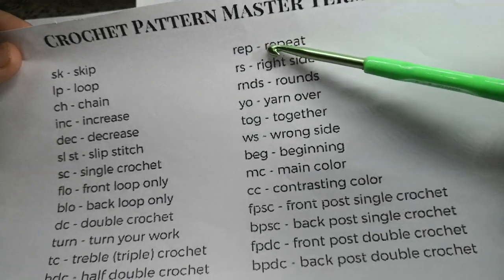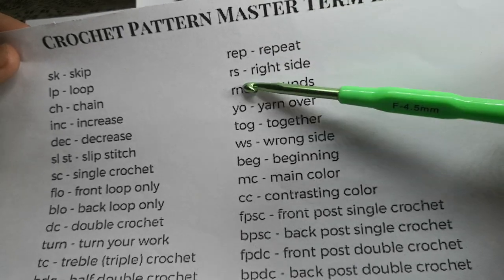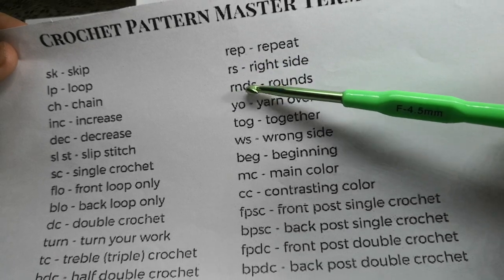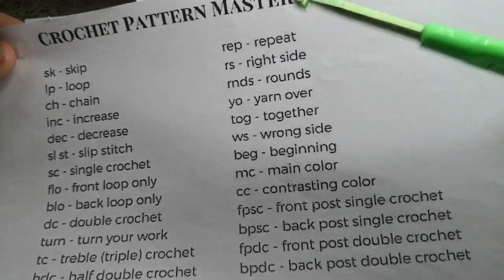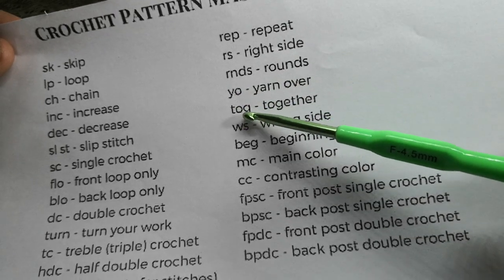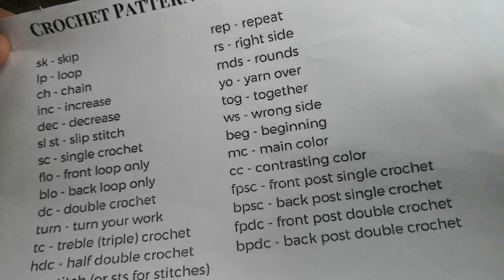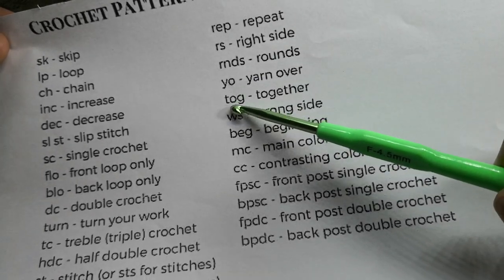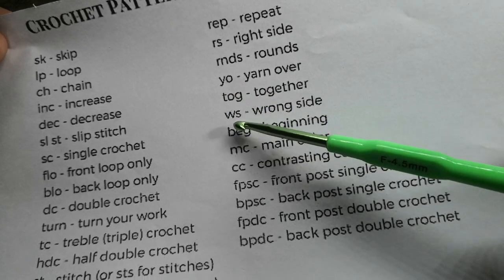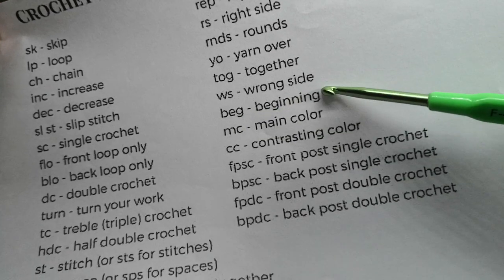REP means you have to repeat the round or the row which is in your pattern. RS means the right side. RNDS means rounds. YO means yarn over. TOG means together. Like normally we'd say we have to work together, so in the language of crochet it will be TOG. WS means wrong side. BEG is beginning.